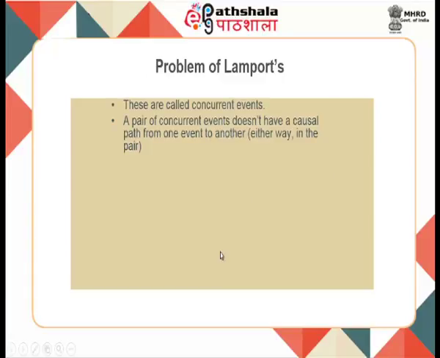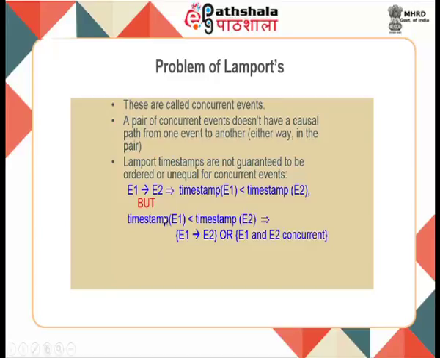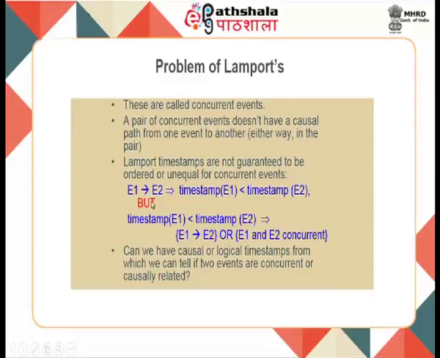So, the problem with Lamport's clock is that if E1 happened before E2, then the timestamp of E1 is less than the timestamp of E2, but the reverse is not true. What is the reverse? If we look at the timestamps and see that the timestamp of E1 is less than the timestamp of E2, we cannot say whether E1 happened before E2 or E1 and E2 are concurrent. Two events for which no order can be put are called concurrent events. Therefore, logical time can be used only for partial ordering.